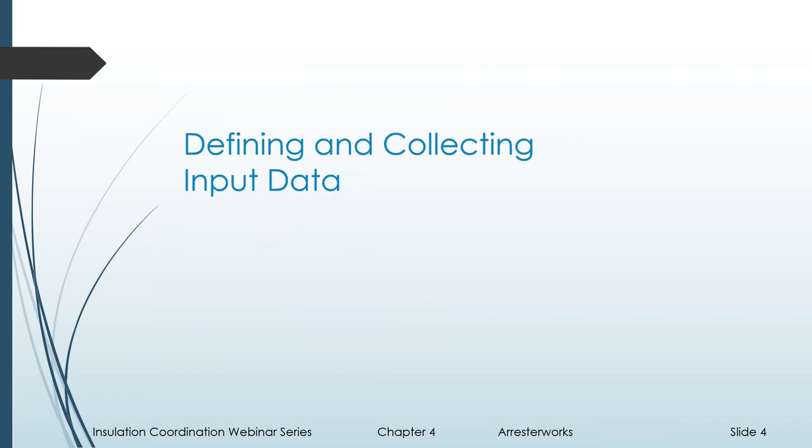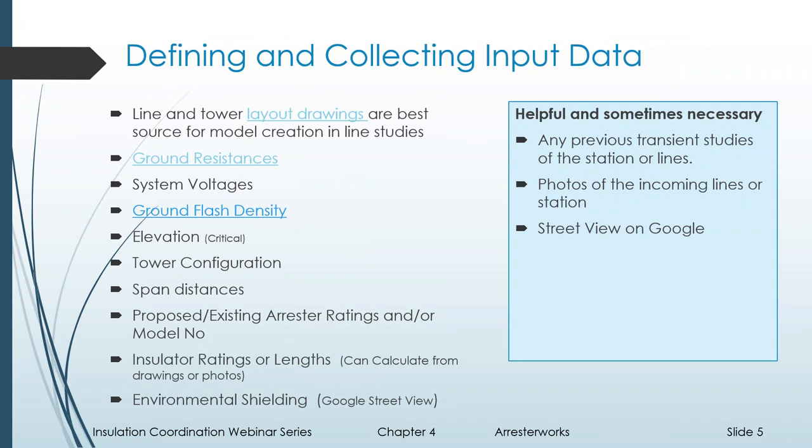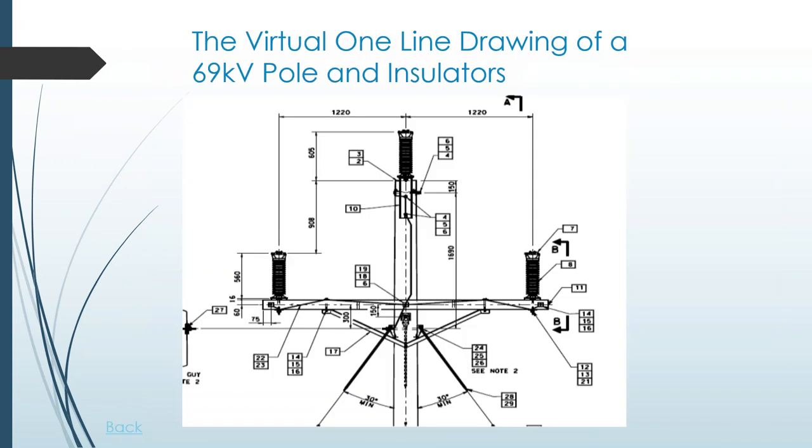So first, the data we have to collect. The line, the one line drawing for line protection, turns out it's not quite as important as the one line for a substation or a generator, because it turns out the pole configuration itself is sort of the one-liner.